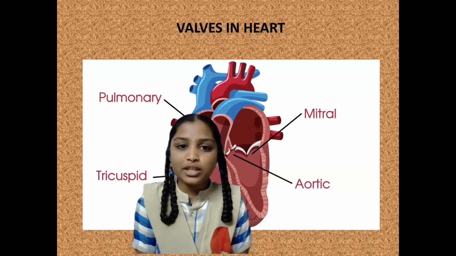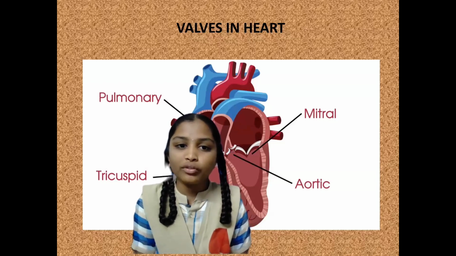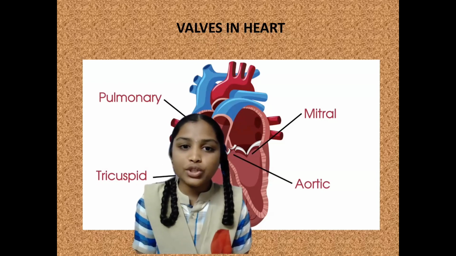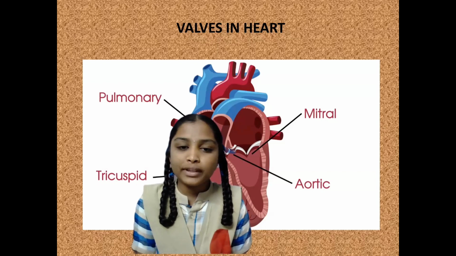Now I am telling about the valves of the heart. Blood is pumped through the chambers of the heart with the help of four heart valves. These valves are like one-way gates. They allow blood to flow in one direction only, from the atria to the ventricles and from the ventricles to the arteries. There are four valves present in the heart. They are the tricuspid valve, pulmonary valve, bicuspid valve, and aortic valve.